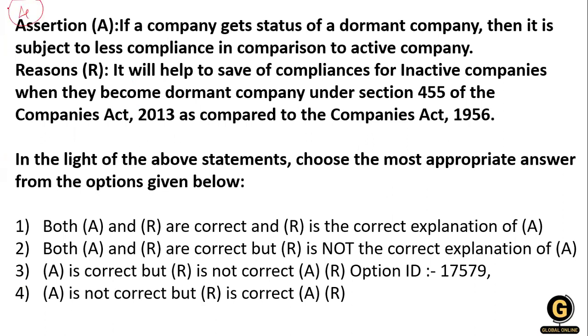Now the fourth question. An assertion is given in this question, and the reason is also given. If a company gets the status of a dormant company, then it is subject to fewer compliances. Whenever I use the word dormant company, you just think of a real estate company. Then you will easily understand the question very well. So if the company gets the status of a dormant company, then it is subject to less compliance in comparison to the active company.